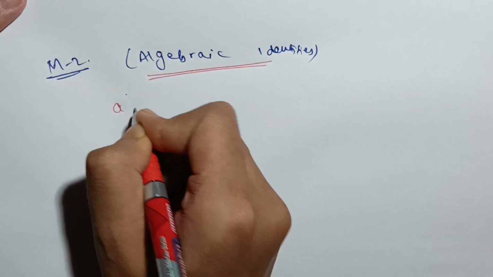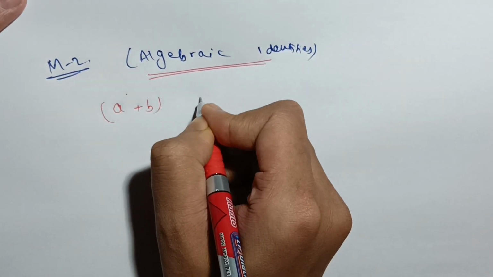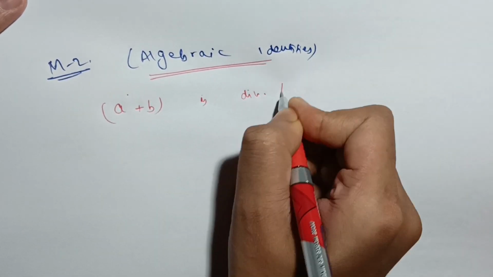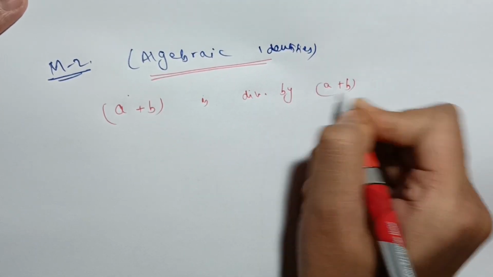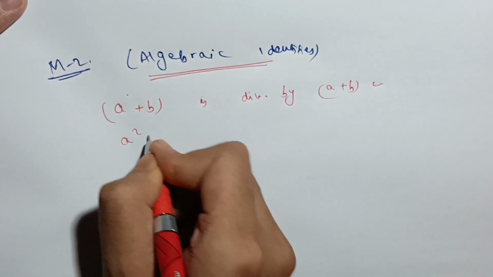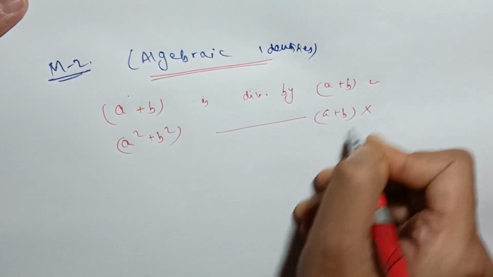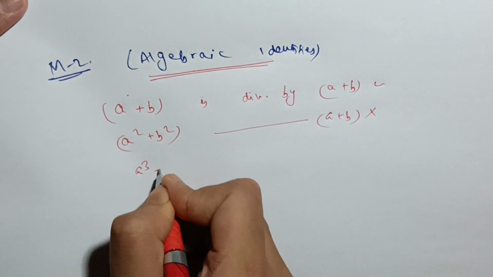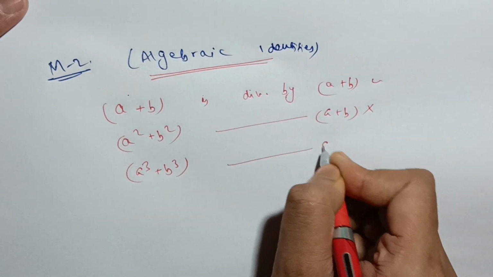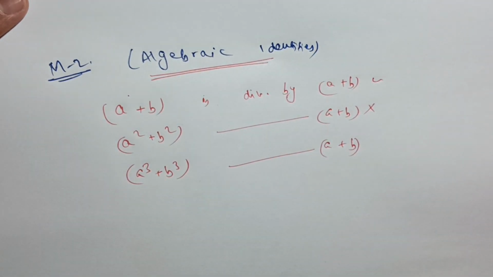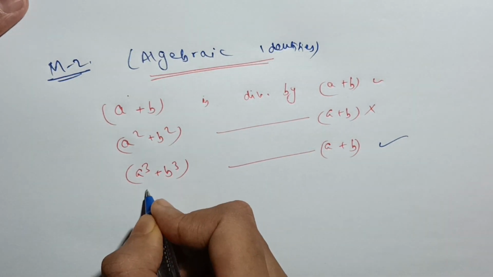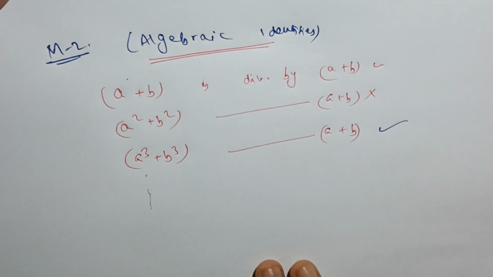a plus b, is it divisible by a plus b? Obviously it is divisible, right? A square plus b square, is it divisible by a plus b? No, right? A cube plus b cube, is it divisible by a plus b? Yes, it is divisible by a plus b. So if you notice here, you can go as high a power as you want.